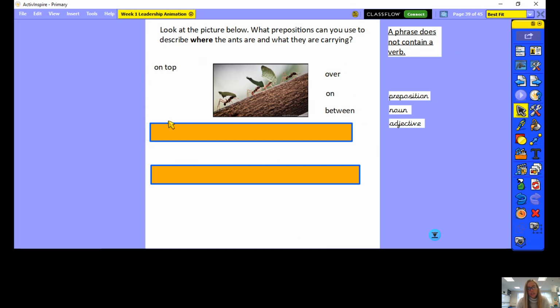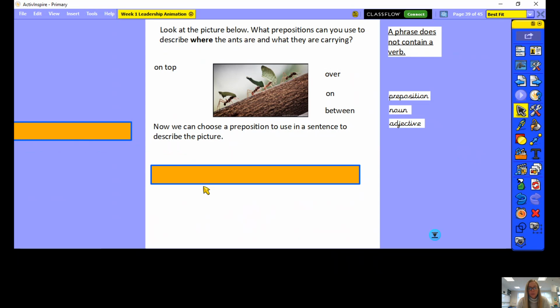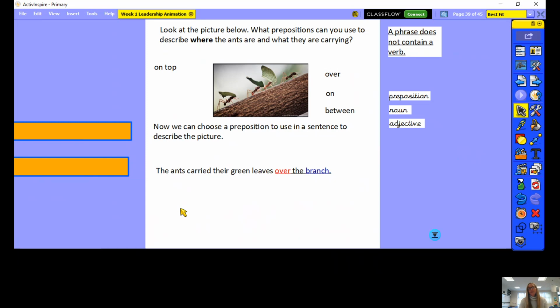So now we're going to use a preposition in a sentence to describe what's happening in the picture. Pause the video now and have a go at writing a sentence using a preposition and including a prepositional phrase. So my sentence I've just come up with is, the ants carried their green leaves over the branch. So the prepositional phrase is underlined here, over the branch. So I have a preposition, I have a noun, and this time in my prepositional phrase, I don't have an adjective.